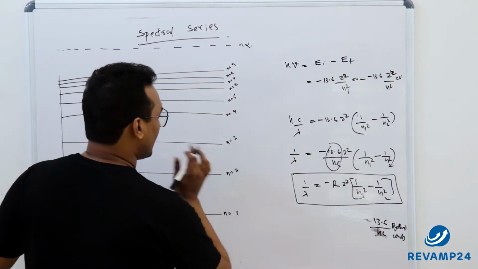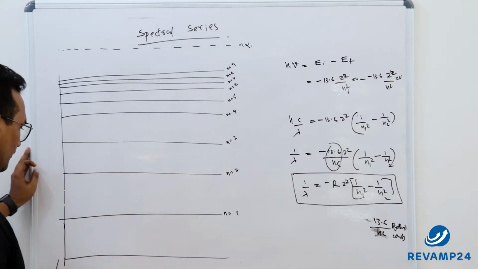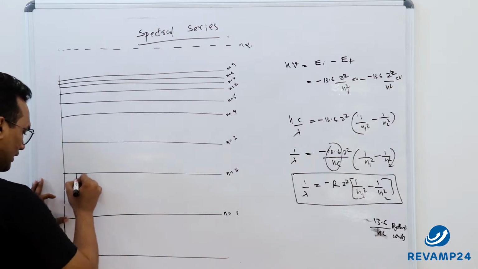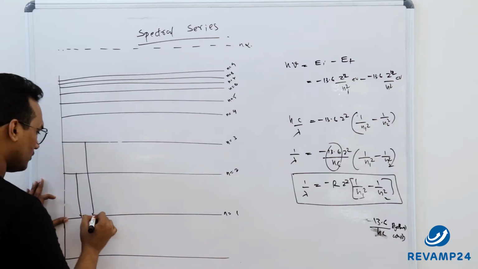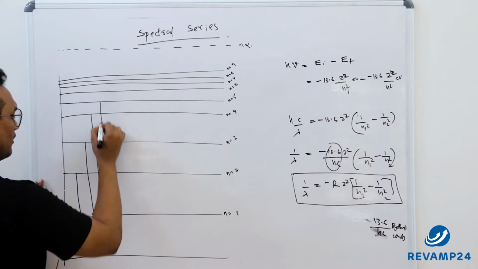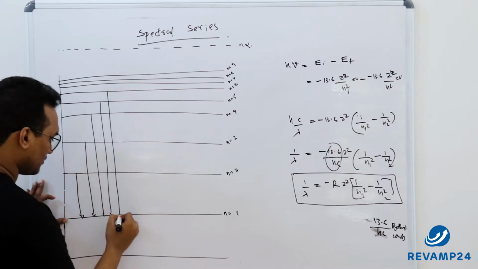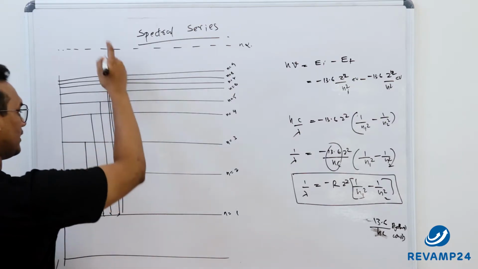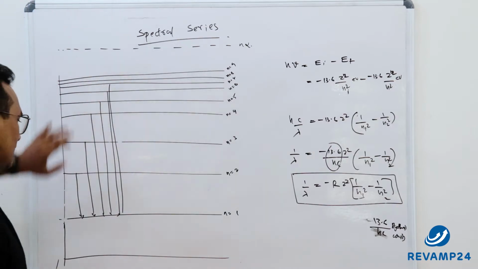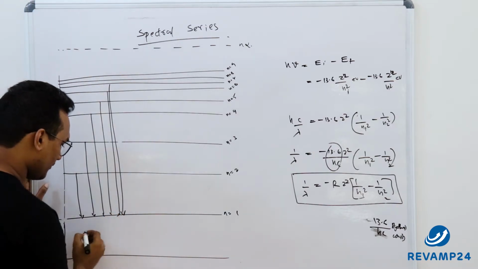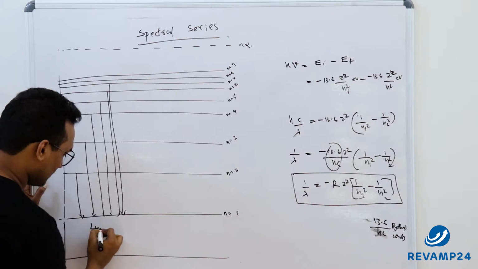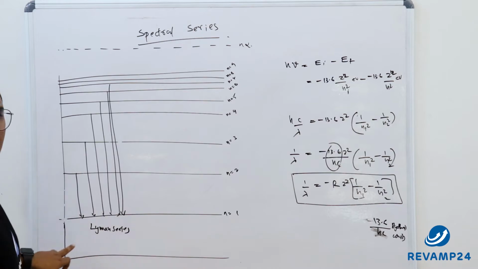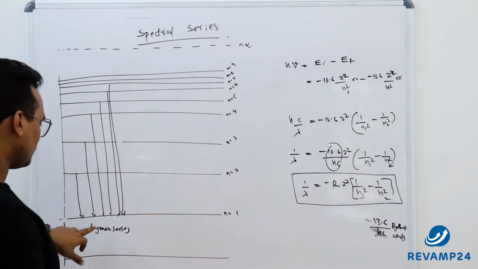Now, there are different possibilities of de-excitation. The first possibility is to the ground state, n equal to 1. Electrons will come from n equal to 2, from 3, from 4, from 5, from 6, from 7 also, and others. From any excited state, if it is coming to n equal to 1, this is called the Lyman series. That is, n equal to 1 from any value.